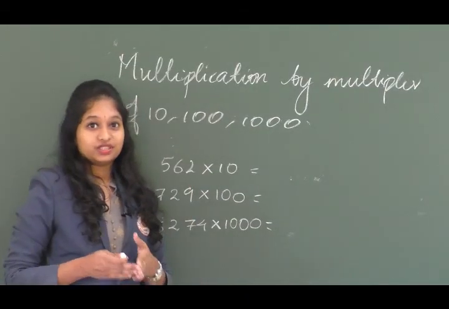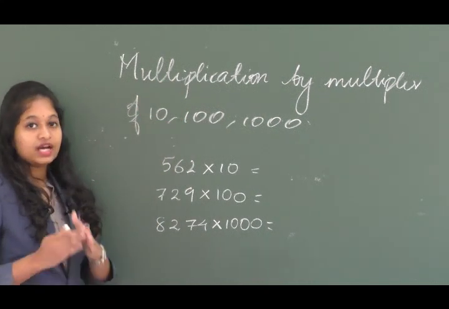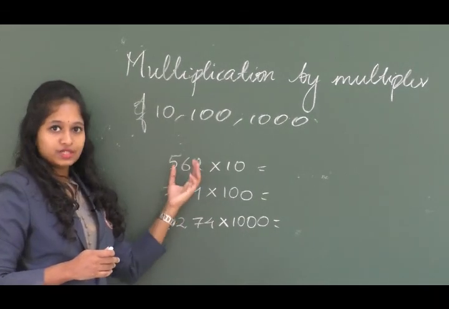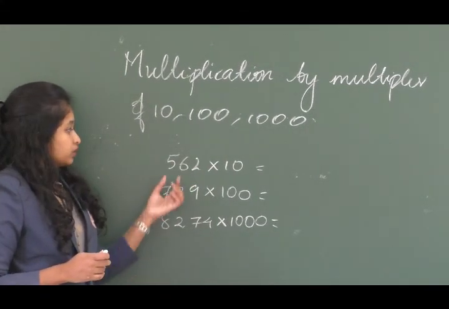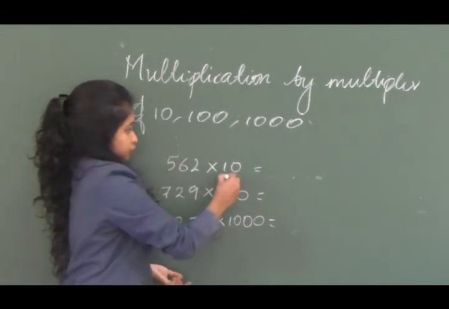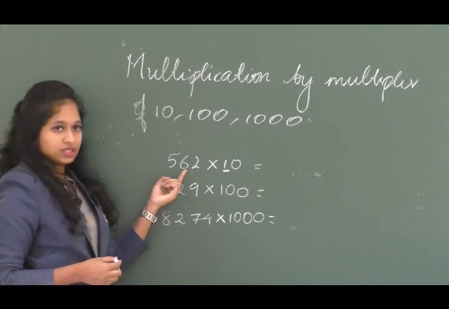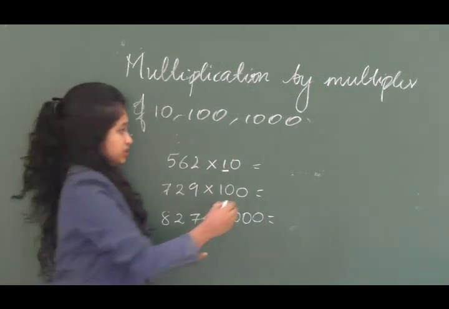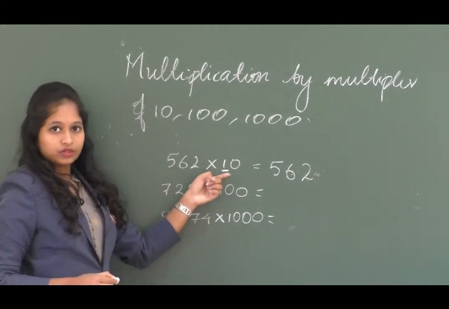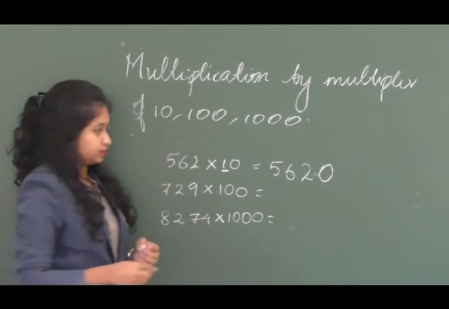As I already told, the topic is multiplication by multiples of 10, 100 and 1000. So when you get numbers like this, we have to multiply this number with numbers other than 0. So 562 into 1 is 562. Only one 0 is there. Insert that 0 after the number.